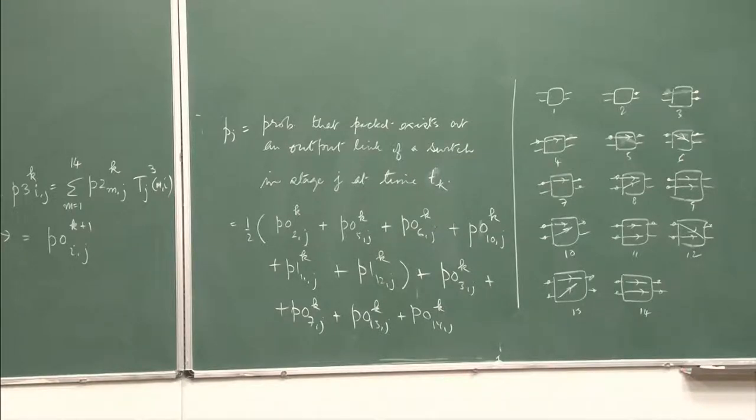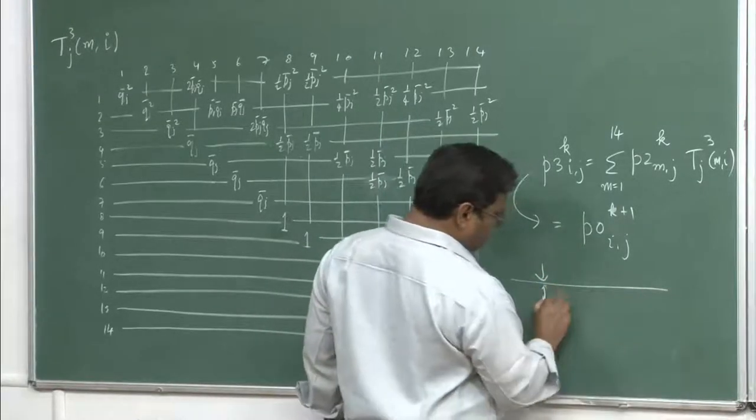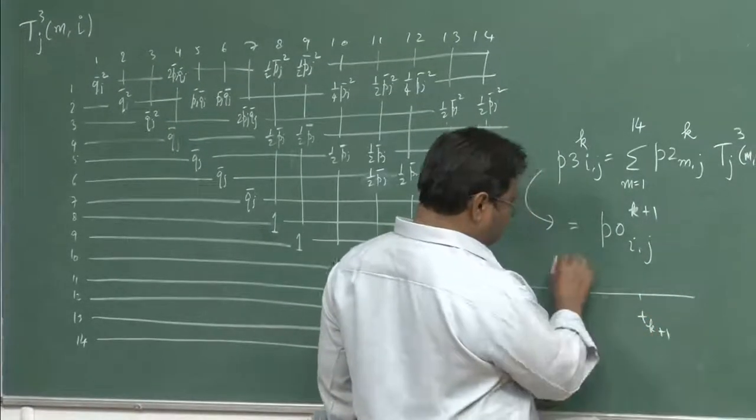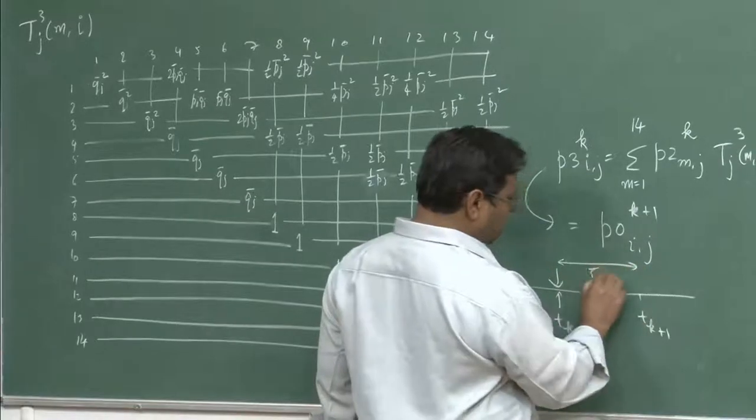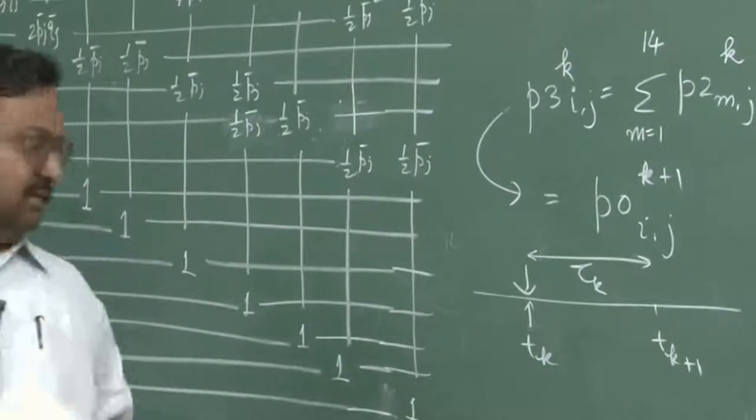So now the procedure of this. What is the difference, sir? Tau k and tk? Tau k is the whole interval from tk. If this is tk, this is tk plus 1, this interval is tau k. Tk is an instant, a time instant.